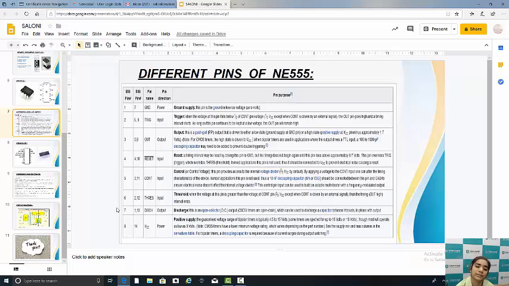Now the second pin. The second pin is trigger, and this is the input trigger. It triggers when the voltage at this pin falls below 1/3 VCC, except when the counter is driven by an external signal. Now the third one is output. We get the output from the third pin.